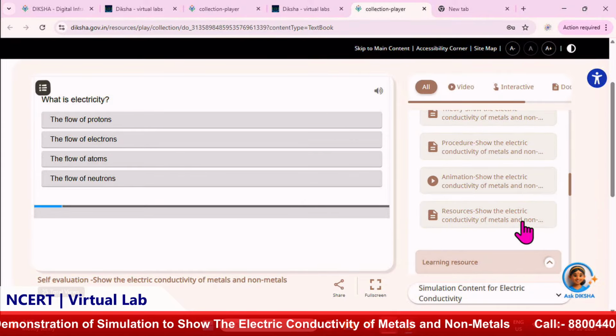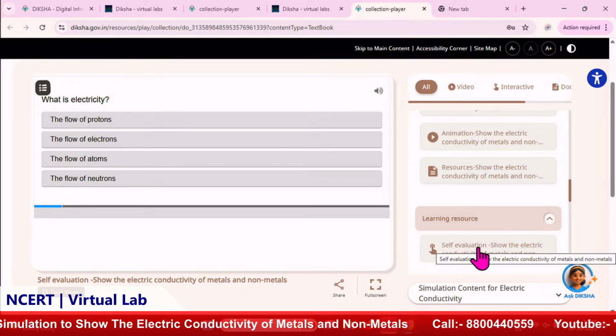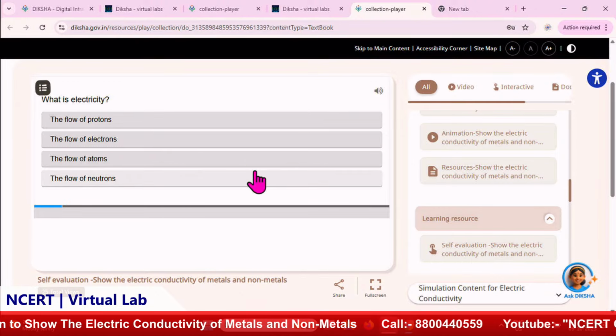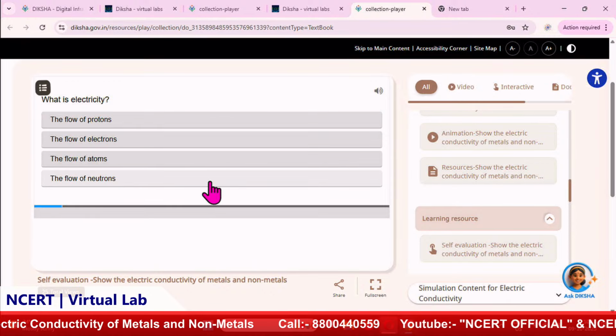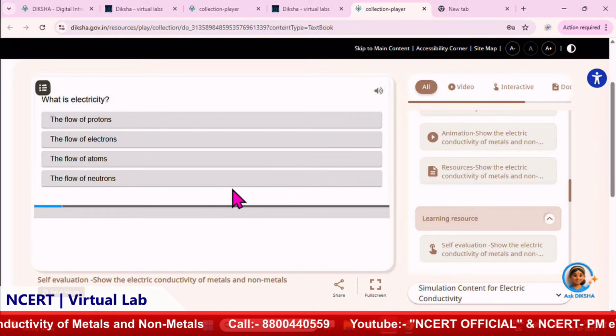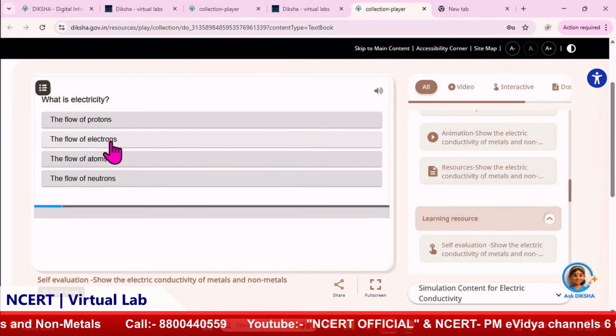Now one more feature is there, that is the learning resources over here, self evaluation. Once this experiment is complete, they can self evaluate how much they understood, whether they achieved all the learning outcomes or not. So here, for example, what is electricity? It is a flow of electrons. I think they will be very confident while doing this experiment. So yeah, that's the beauty of it.